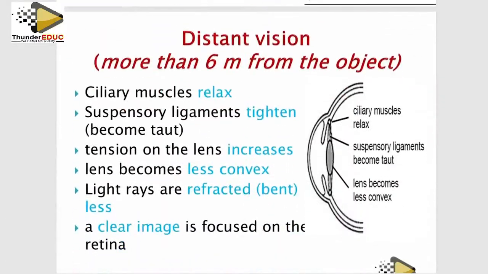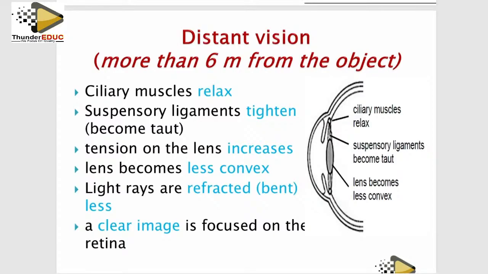So here you just come and state what you talked about: the suspensor ligament relaxes, the ciliary muscles relax. Then the other one, the ciliary muscles contract, and the suspensor ligament tightens or becomes tight. Then the other one, it slackens. And then you talk about the lens becoming less convex, and the other one becomes more convex. So they're saying structure.